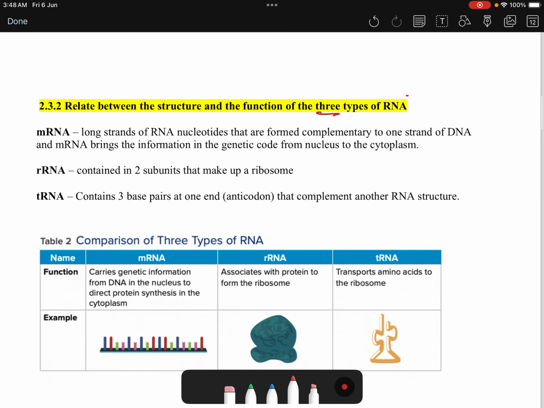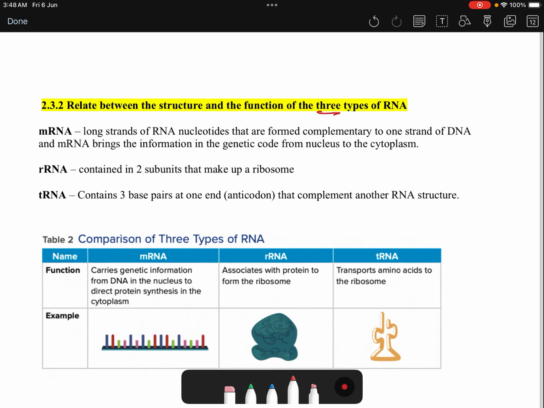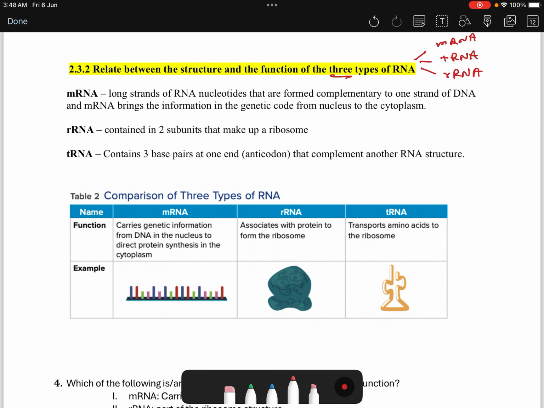So make sure you know them. The first one is mRNA. The second one is tRNA. And the third one is rRNA. Now here we have two aspects. Number one, you should be able to understand the structure and function. So the question can be asked in two different ways. Either you identify the structure or you identify the function.